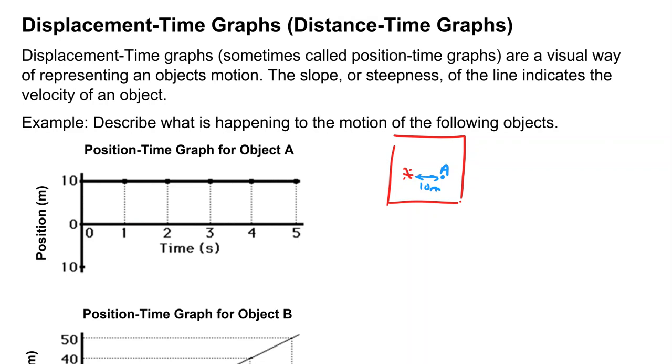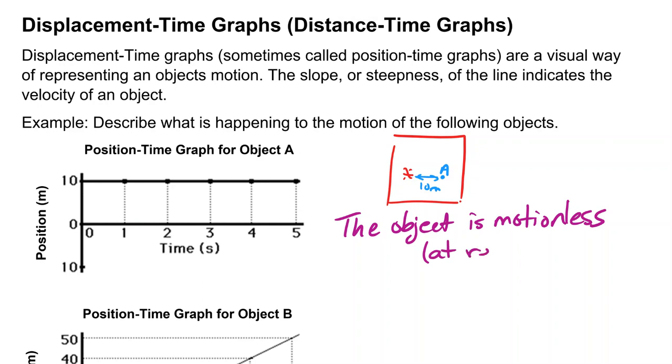So this object, object A, is motionless. It has no motion. Another way of saying that is it's at rest. That's depicted in a position time graph: whenever you have a flat line, its position is staying constant. If you have a constant position, you're not moving, so you must be staying still, or at rest. That's what we call an object that's not moving.